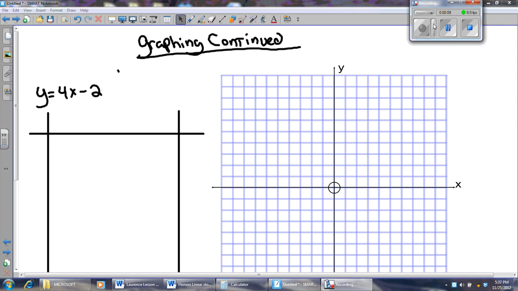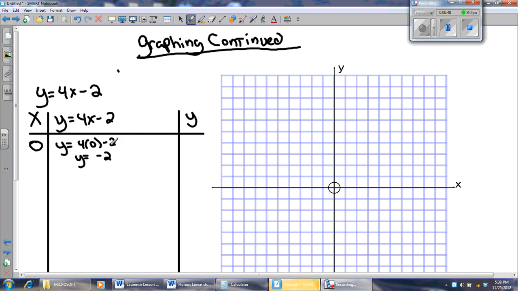I have a new equation here: y equals 4x minus 2. Again, I'm going to plug in 0 for x. Remember, I've got y equals 4x minus 2, and then I'm going to solve for y. So I'll plug 0 in for x, and I'll get y equals 4 times 0 minus 2. And I know that's going to end up being y equals negative 2. How do I know that? 4 times 0 is 0. 0 minus 2 is negative 2. So the point 0, negative 2 is on the graph.